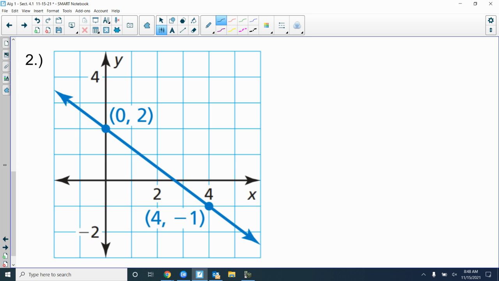Just looking at that line. Maddie, what is my y-intercept? 2. Y-intercept is 2. Slope, which we label M.